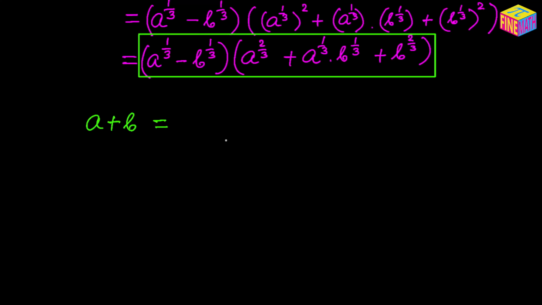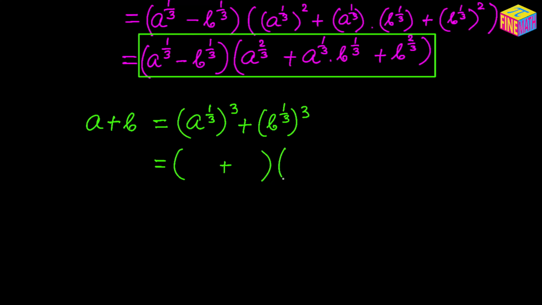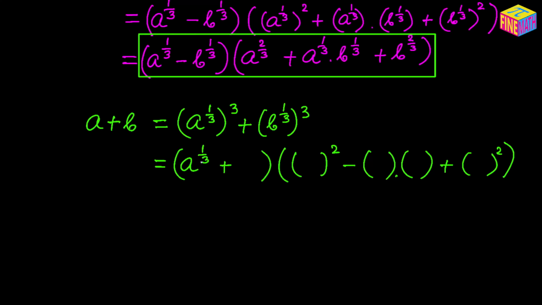We can write a plus b as a to the power 1/3 whole cubed plus b to the power 1/3 whole cubed. That is an a cubed plus b cubed form. Then the factor form would be a plus b times a squared minus ab plus b squared. Now let's plug in the values. What is a in this case? Actually a to the power 1/3 is our a, and b would be b to the power 1/3, and then a to the power 1/3 whole squared, then a to the power 1/3 times b to the power 1/3, and then b to the power 1/3 whole squared.